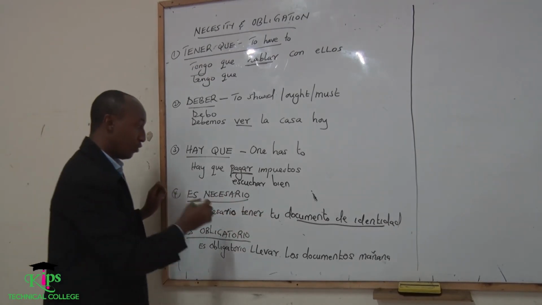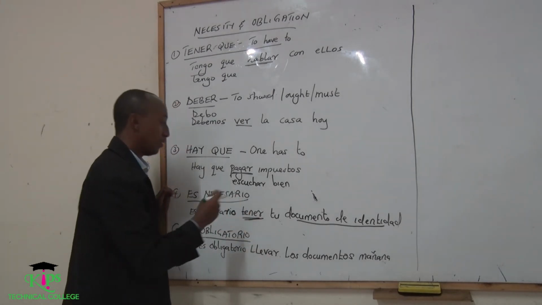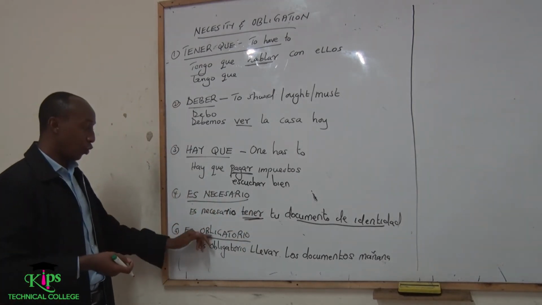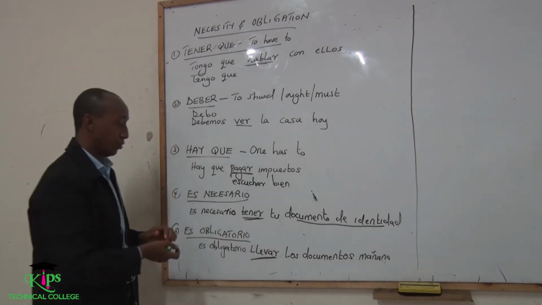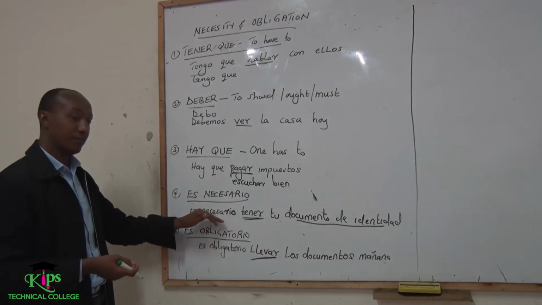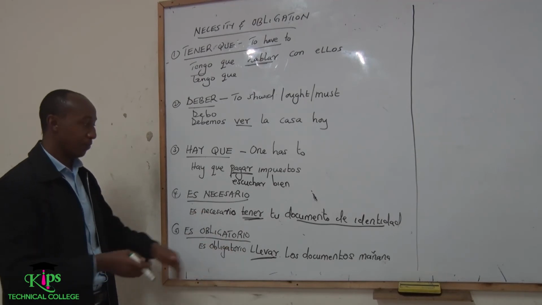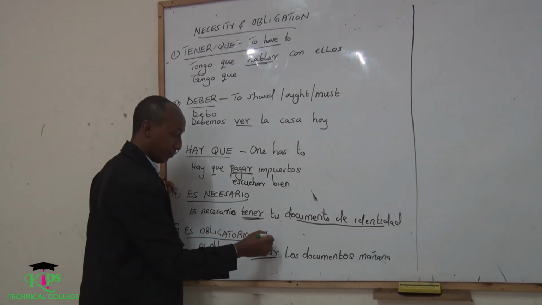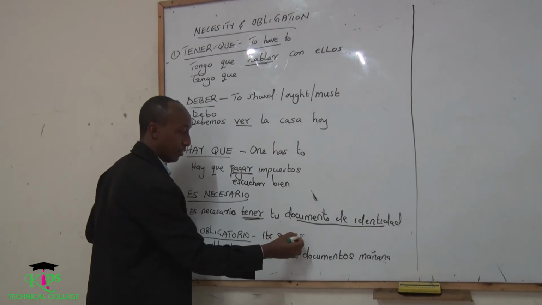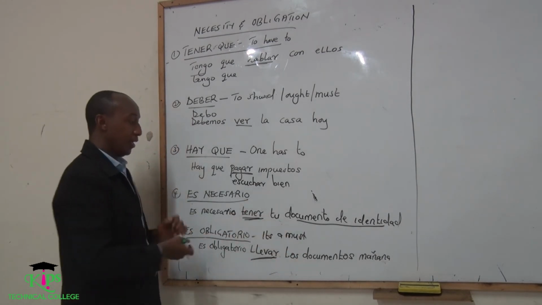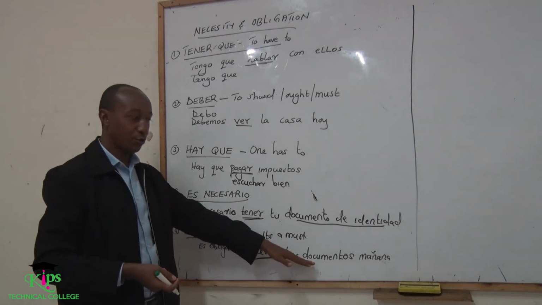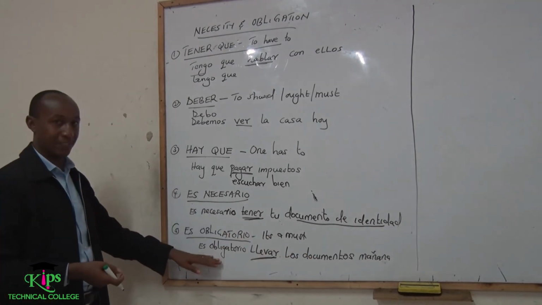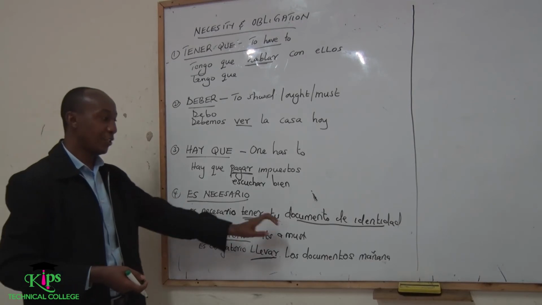So don't do any conjugation when dealing with necesario and also obligatorio. These ones are almost the same. So don't use any conjugation after necesario and after obligatorio. So it's a must. It's necessary. So, es obligatorio llevar los documentos mañana. That is, it's a must. It's an obligation to carry the documents tomorrow.